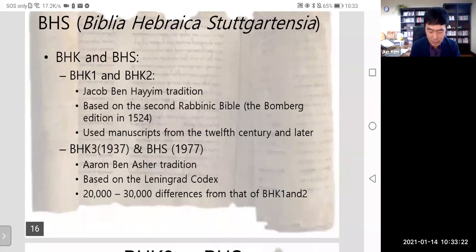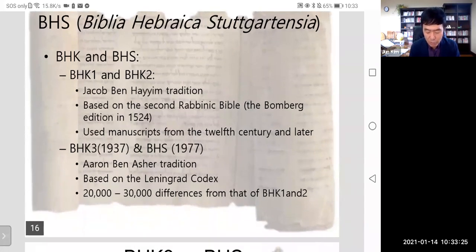But let me just show you this. Based on the regular text, look at this: a 20,000 to 30,000 word difference from that of BHK 1 and 2. Some people may say, Pastor, how come the Bible is different? Can you still see the authority of the Bible when we struggle to know which one should be the right one? Look at this, 20,000 or 30,000 words. Which one is right? Where is the authority? Don't complain to me. But my answer is this.